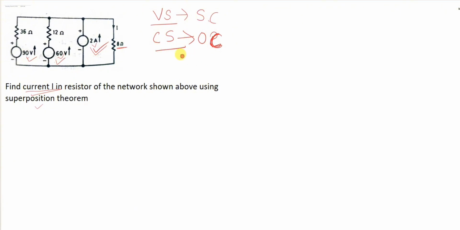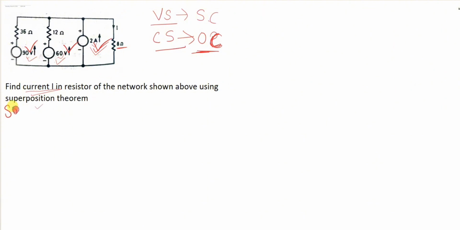The reason is that, as we all know, an ideal current source must have infinite resistance, and an open circuit has infinite resistance. That's why we replace it by an open circuit. Okay, once everything is explained, now let's go to the process. But you can consider any of the sources. It is not compulsory that you have to start from 90 or 60 or 2 only. It's up to your choice. So first we are considering 90 volt only.